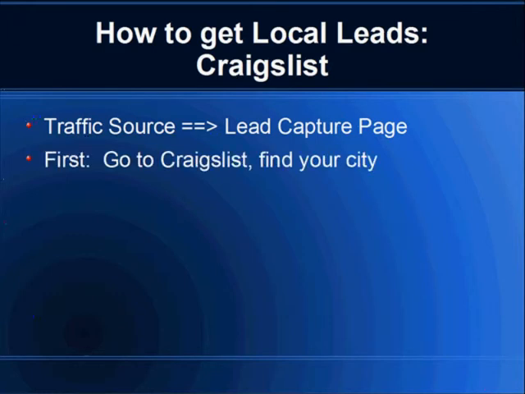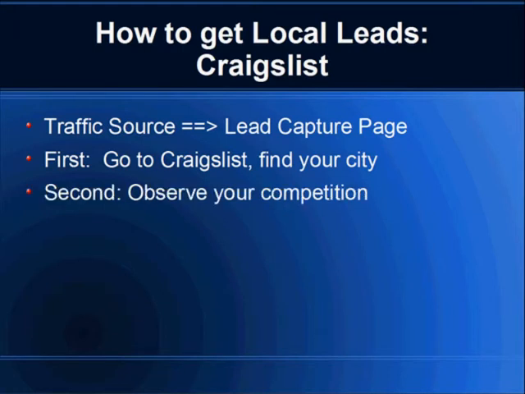So first of all, you need to go to Craigslist and find your city. And we'll do that in just a minute, but I want to show you the whole process before we actually do it. Once you go to Craigslist and find your city, what I want you to do next is observe your competition. Your competition might be your competition, however, they will help you in the sense that you can view what they have already done. If somebody's posting constantly, that means it's probably working for them.